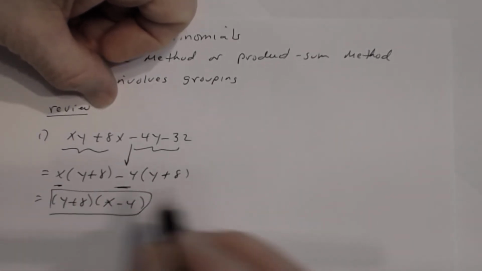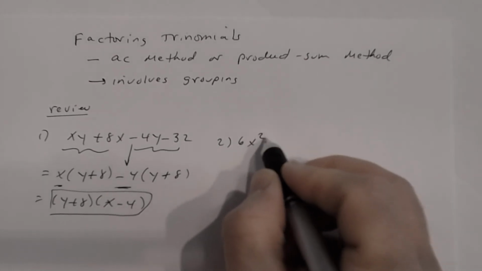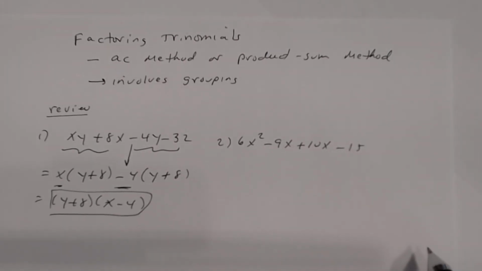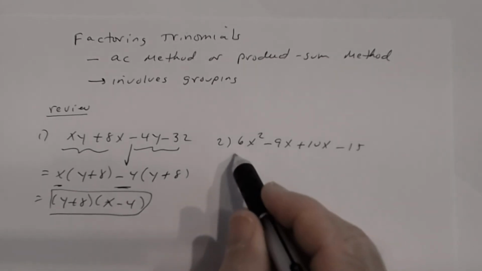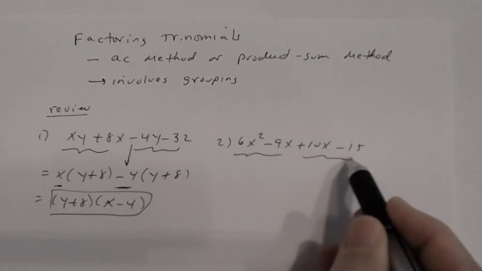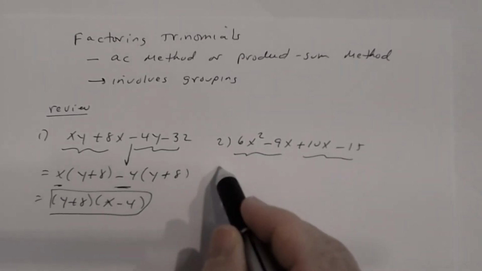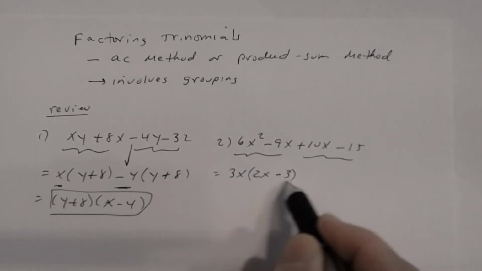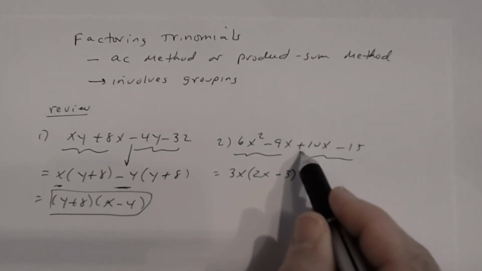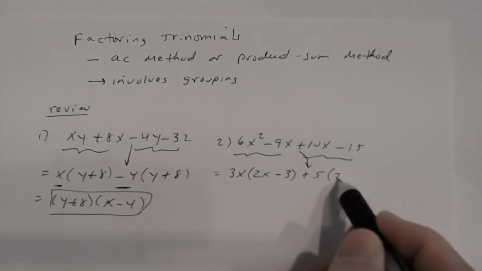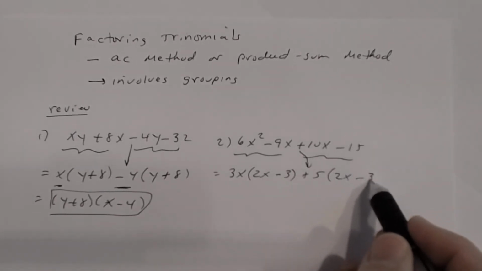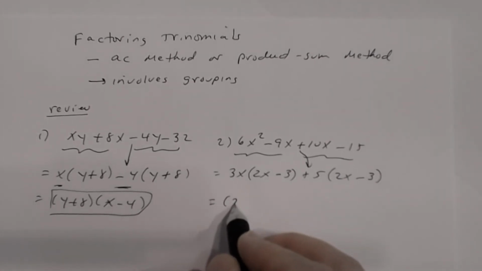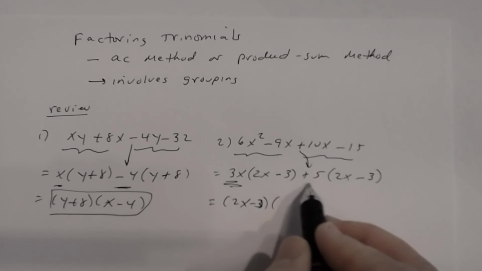All right. Number 2, let's suppose we had 6x squared minus 9x plus 10x minus 15. Again, I have 4 terms, and so I'm going to group. From the first group, I can factor out a 3x. So I get 3x times 2x is 6x squared, and 3x times a negative 3 is a negative 9x. From the second group, I'm going to factor out a positive 5, and so I get 5 times 2x is 10x, and 5 times a negative 3 is a negative 15. Notice that these two groups have a common factor, so you factor out that 2x minus 3, and then you're left with 3x plus 5.